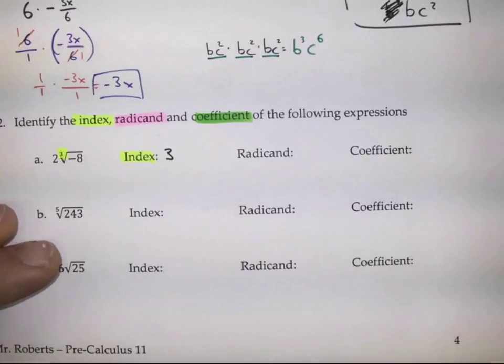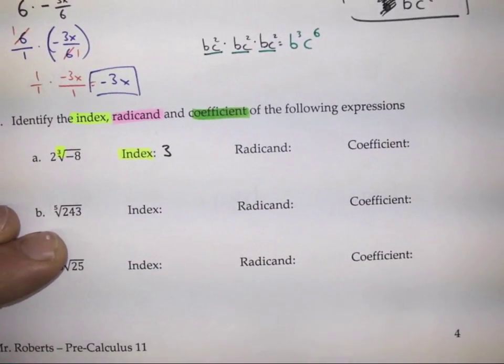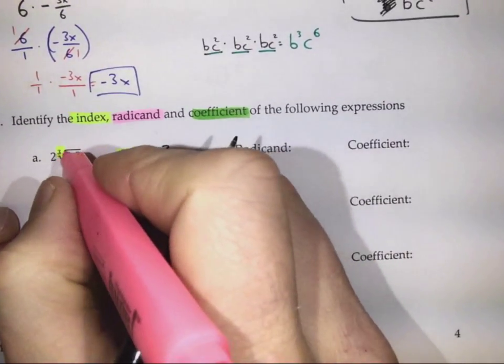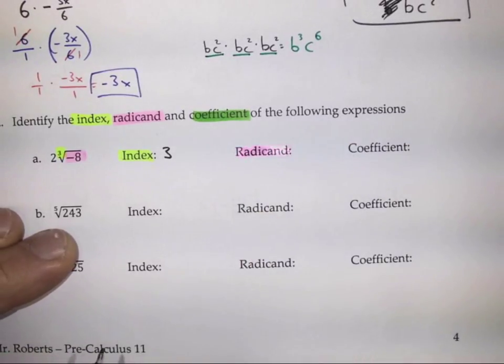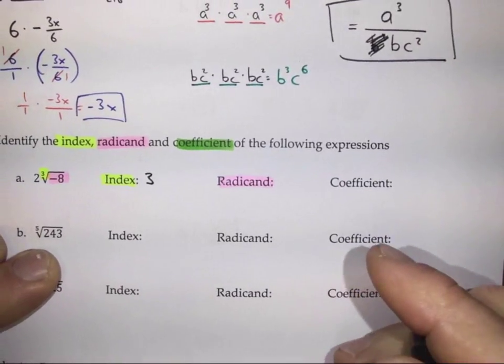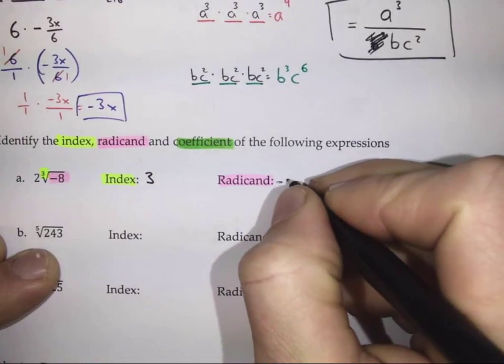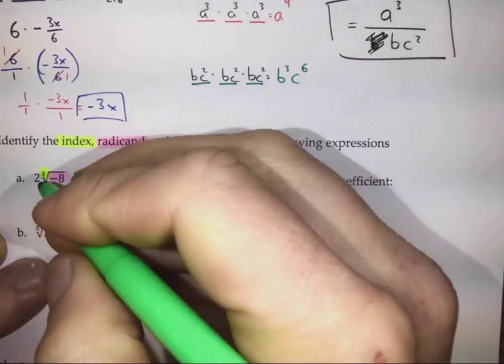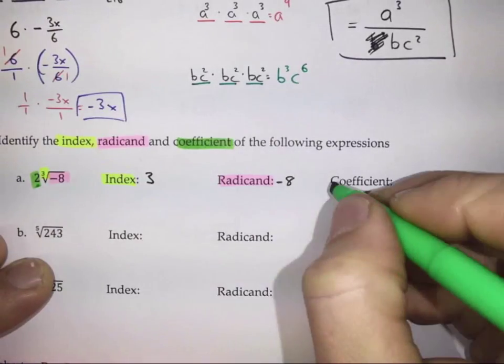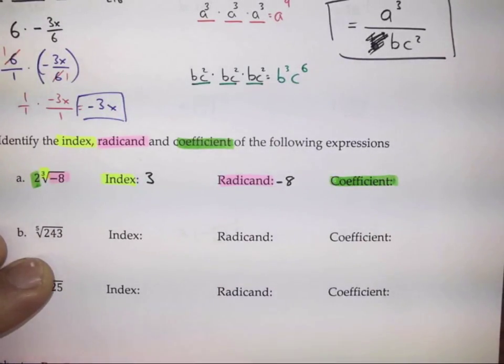Now the radicand is another word for the argument, the value on the inside of the radical. What is being cube rooted? That's the radicand. And that's going to be just -8. And in this case, we have a coefficient as well. We don't always have an obvious one. And so that coefficient is just 2 as a multiplier in front.